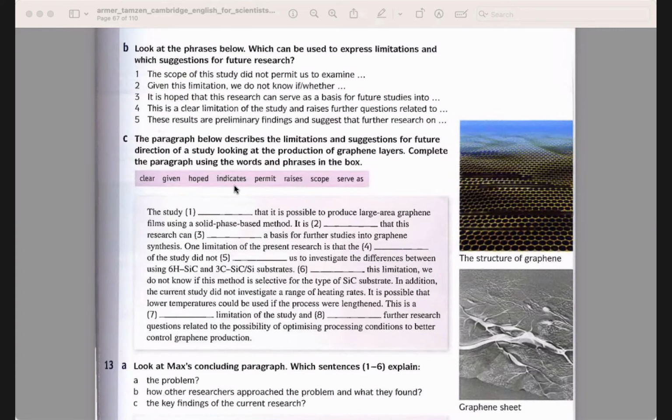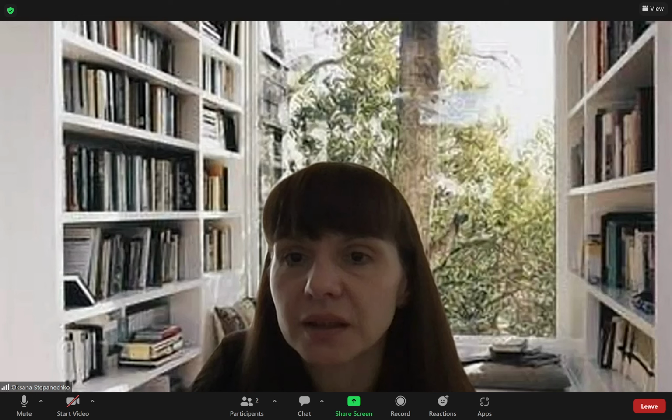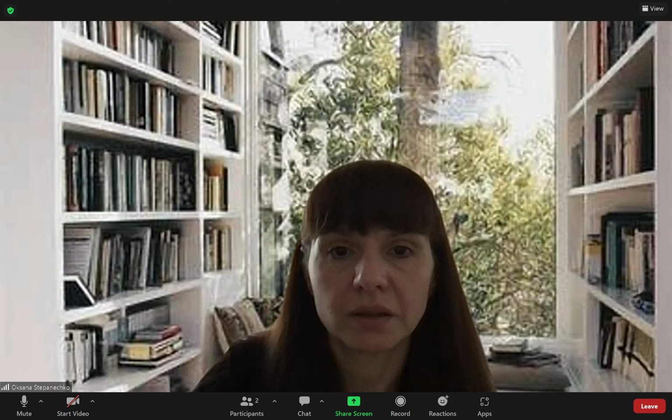Okay, and part C is about describing the results, and we have to fill in the gaps. But I decided to use the results from a real article and made a fill-the-gap task, but the article about, just a second, I forgot to open this document, sorry.